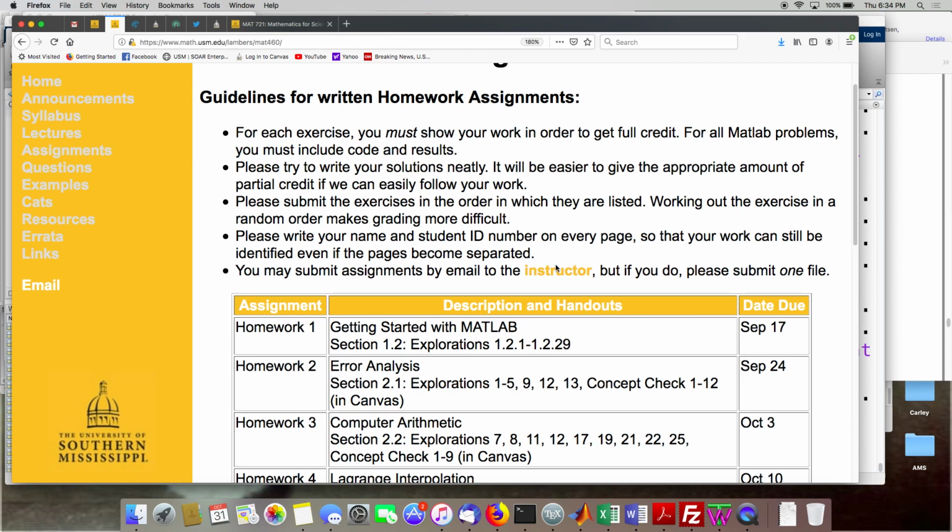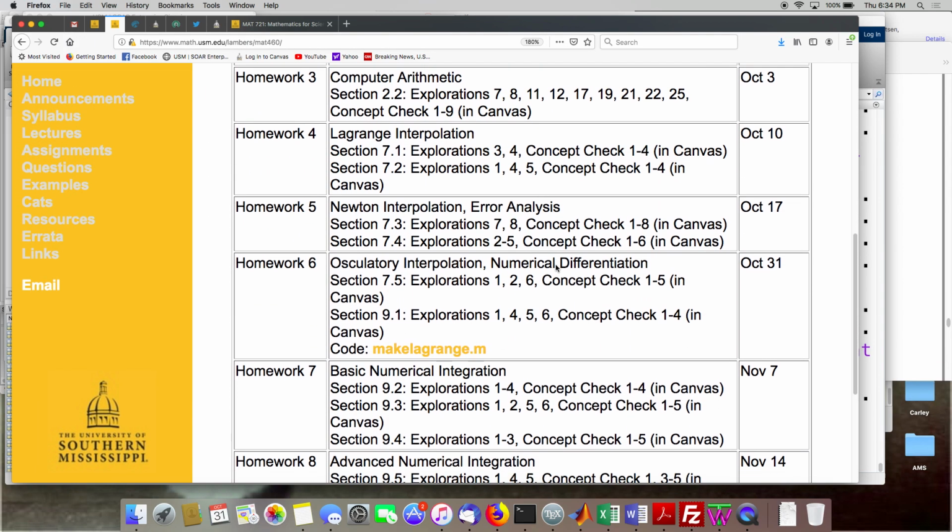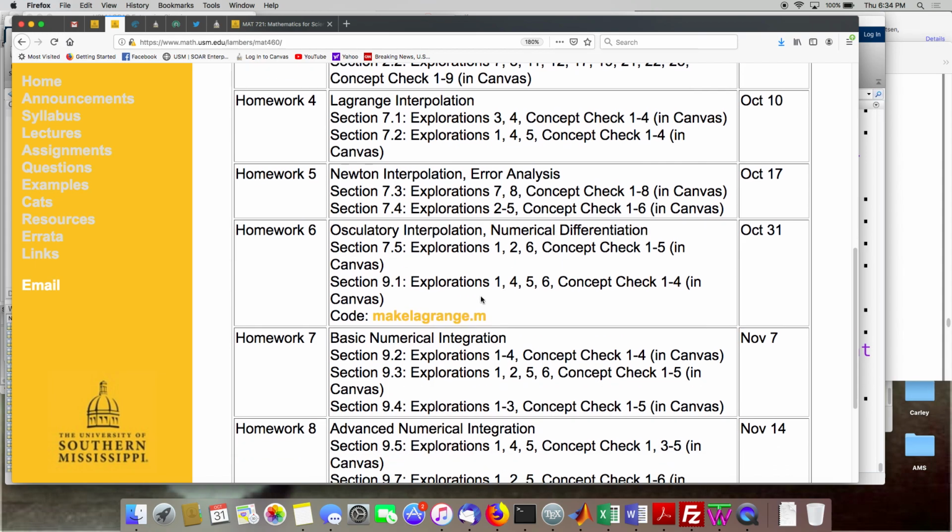Okay. Just a reminder of upcoming assignments. So actually, what's covered this week will go on to homework 7 that's due next week. So I'm going to continue with that tonight, getting further into numerical integration.